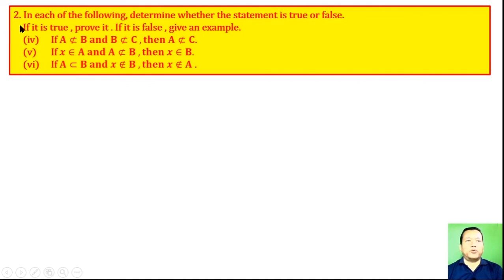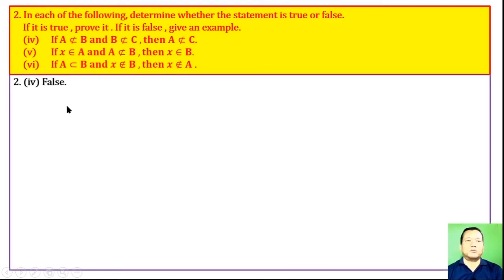Question number 2, remaining parts. In each of the following, determine whether the statement is true or false. If it is true, prove it. If it is false, give an example. A is not a subset of B and B is not a subset of C, then A is not a subset of C. False. Let A consist of 1, 2, B consists of 0, 6.